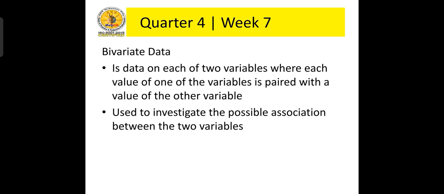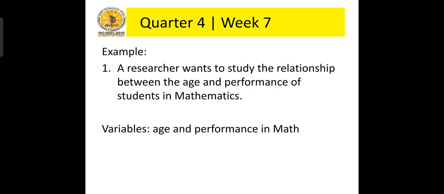It is data on each of two variables where each value of one of the variables is paired with a value of the other variable. It is also used to investigate the possible association between the two variables. Example: a researcher wants to study the relationship between the age and performance of students in mathematics. So the variables include the age and performance in math. Since we have two variables, then we have a bivariate data.